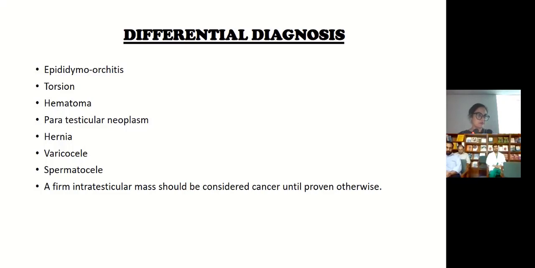Like if it is a pure yolk sac tumor, you see a raised AFP level. But in choriocarcinoma, you have a raised beta HCG level. But mostly we see the mixed germ cell tumor, where both beta HCG and AFP levels are raised. And LDH is just a marker of tumor burden. It can be raised in seminoma and non-seminoma.